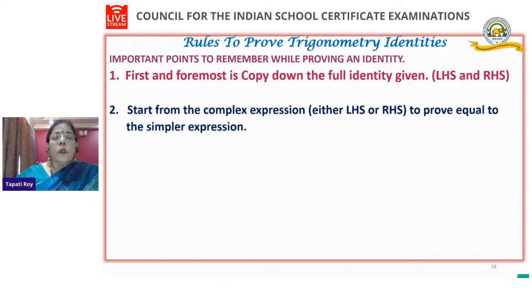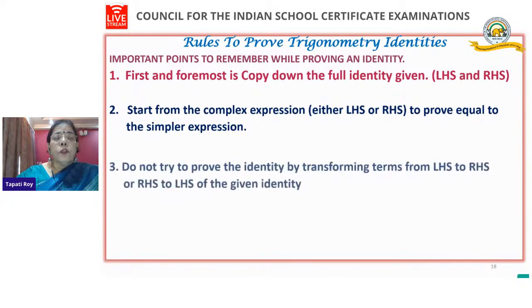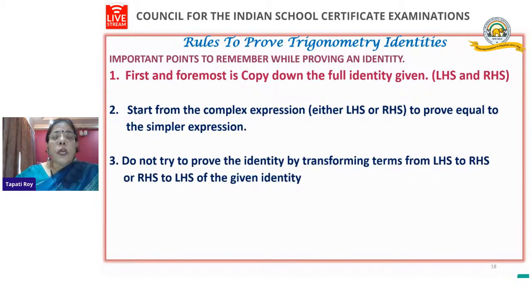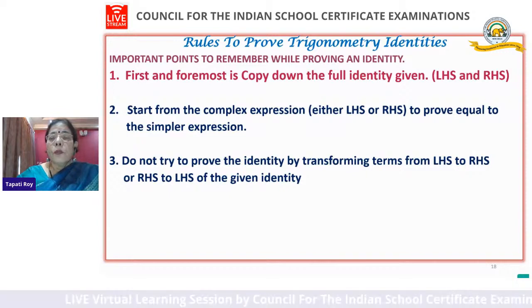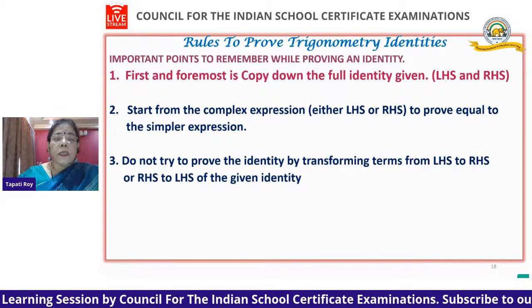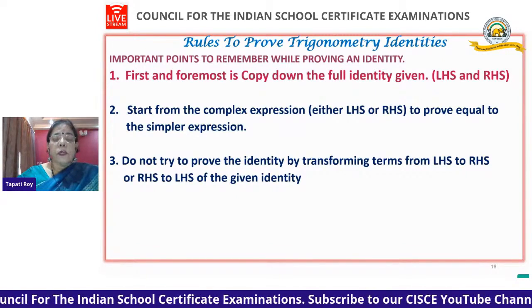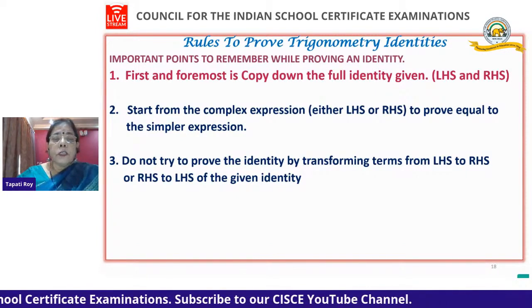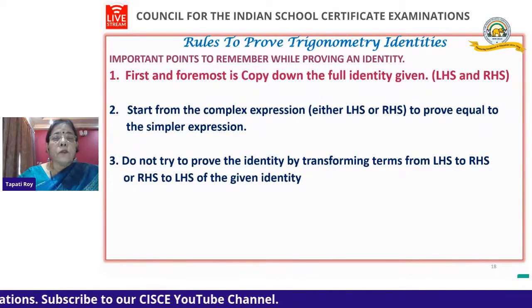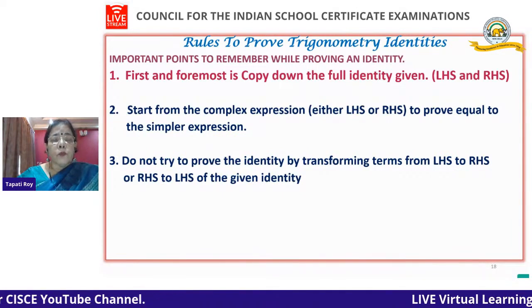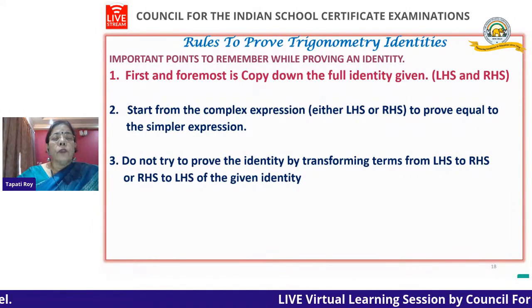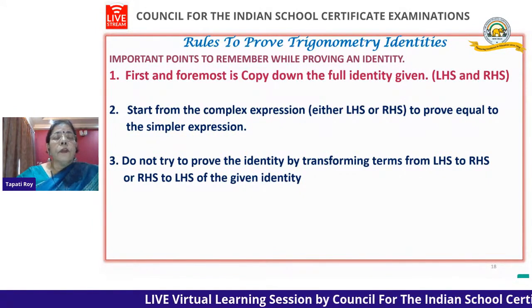Number 2, we were doing this step also, starting from the complex expression and going on to proving it equal to the simpler expression. So that is our next step we should remember. Number 3, do not try to prove the identity by transforming terms from the left-hand side to right-hand side or right-hand side to left-hand side of the given identity. So we did not shift any of the terms from one side to the other, but easily we were able to prove each of the identities by different methods.